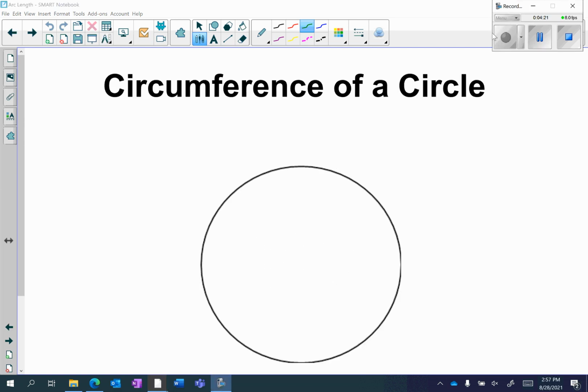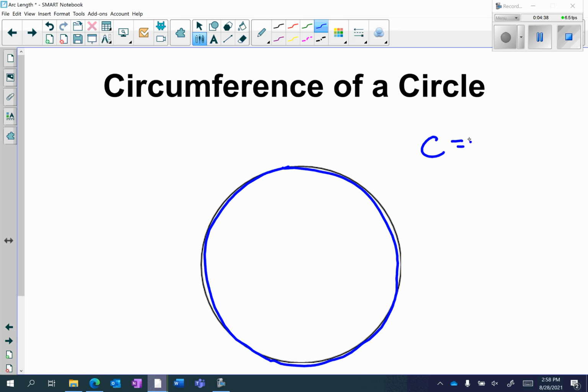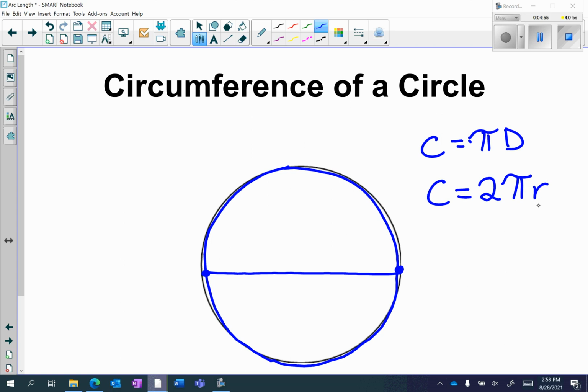Now, in order to find the arc length, we first have to determine what the circumference of a circle is. Circumference of a circle is the perimeter of the circle. So it's what I'm outlining in blue. Now, there are two formulas to find circumference. It can either be pi times d, which is the diameter. Remember, the diameter is across the entire circle from one endpoint to the other, or it's the same thing as 2 pi r. R would be the radius. So remember, the radius is from the center all the way to one endpoint.